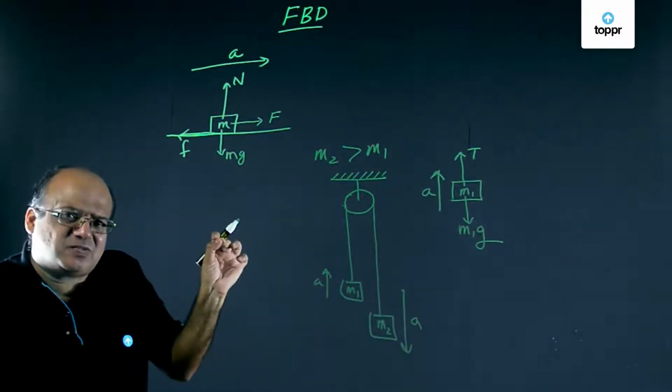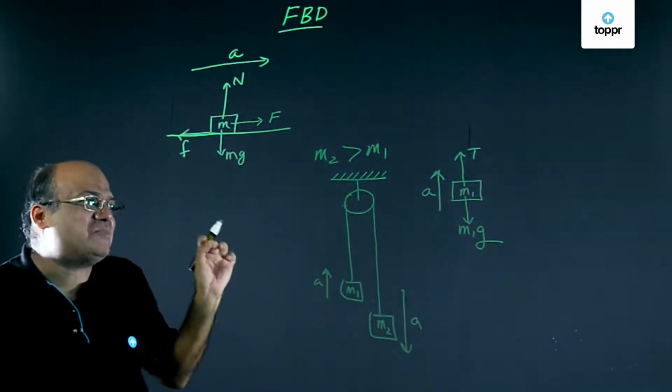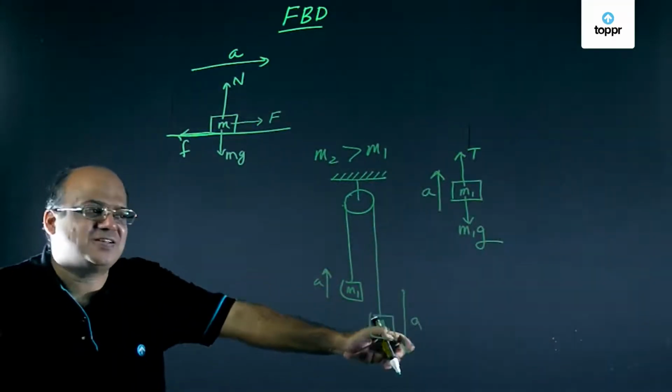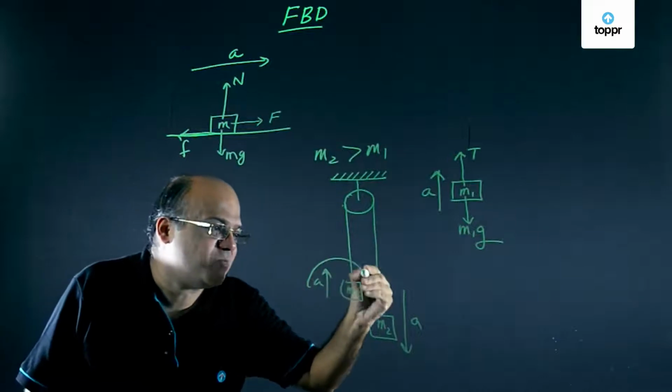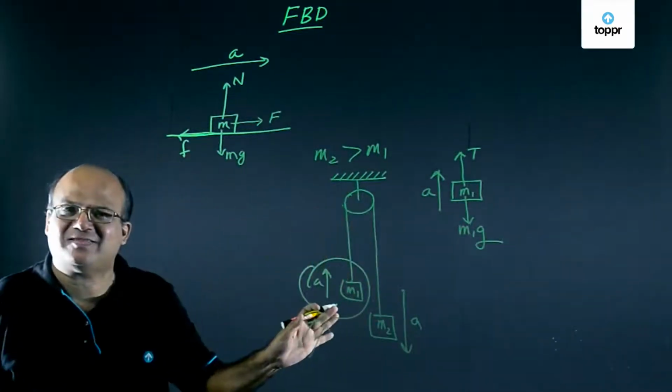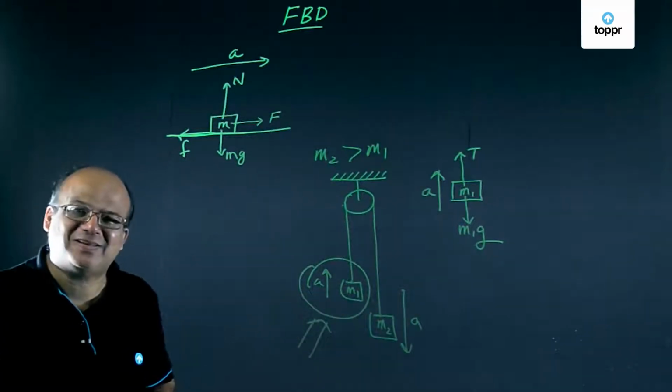Please understand this. When we are drawing the free body diagram of M1, we are not looking at anything else. When you are drawing the free body diagram of M1, just look here. Don't look here, anywhere else. That is very important, remember.